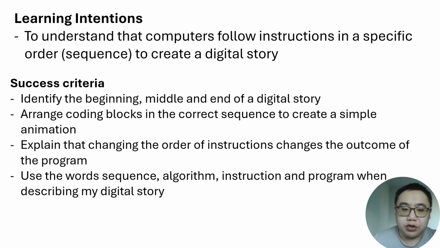And what's our success criteria? At the end of this lesson, you are able to identify the beginning, middle, and end of a digital story. You can arrange the coding blocks in the correct sequence to create a simple animation. You can also explain that changing the order of instructions changes the outcome of the program. You can use the words sequence, algorithm, instruction, and program when describing your own digital stories.